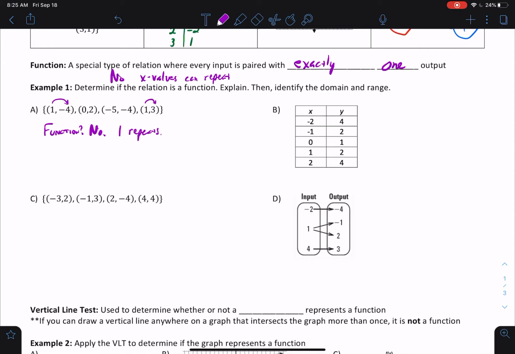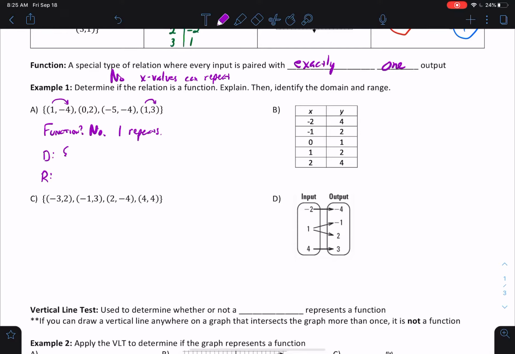1 repeats. Okay? So since 1 repeats, since we have a member of the domain that repeats, this is not a function. This is just a relation. Okay, but we can still identify what's the domain, what's the range.